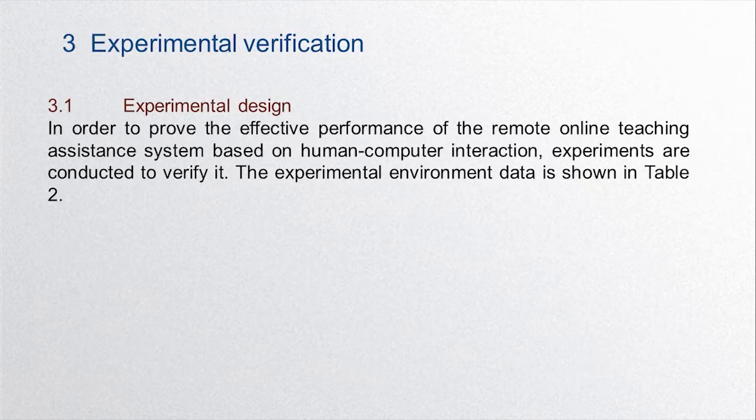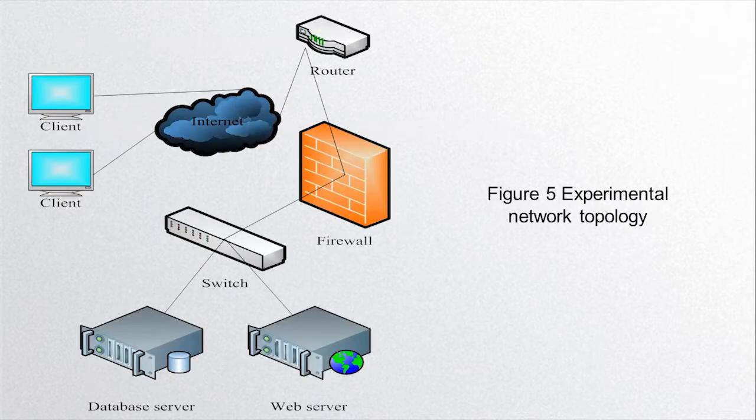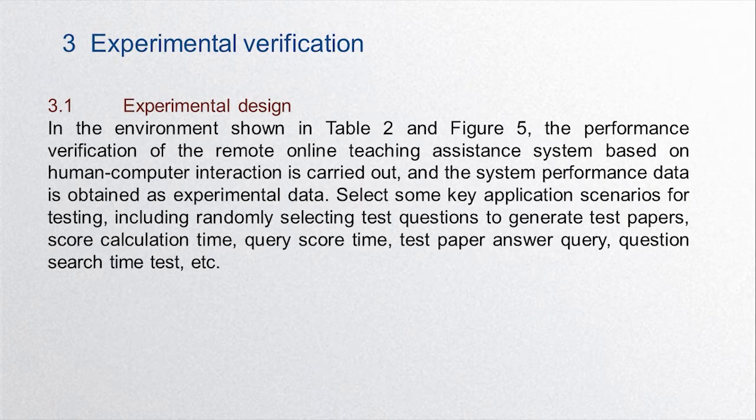Experiment design. In order to prove the effective performance of the remote online teaching assistant system based on human-computer interaction, experiments are conducted to verify it. The experiment environment data is shown in Table 2. In the environment shown in Table 2 and Figure 5, the performance verification of the remote online teaching assistance system based on human-computer interaction is carried out, and system performance data is obtained as experiment data.